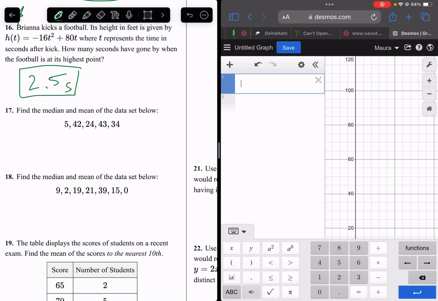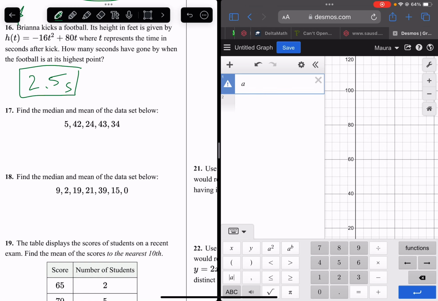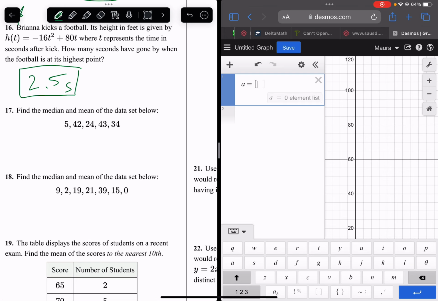So on Desmos, the way you plug in a set of data is first you have to make a set. I recommend just using the letter A as your set value. So you're going to say A equals, and then you have to use the boxy brackets. Not the parentheses, you got to use the boxy brackets. On your keyboard, that should be right above your enter key. Or you could always just do it straight on the Desmos keypad.